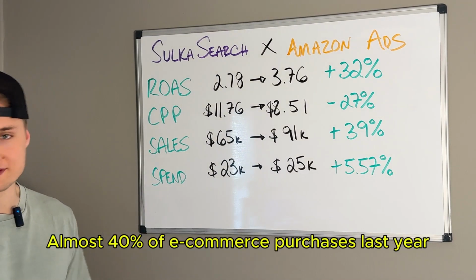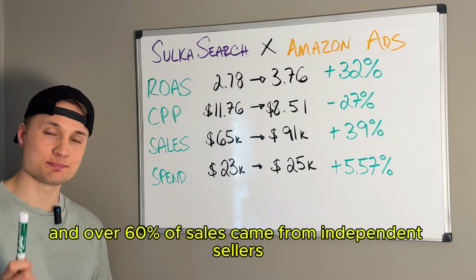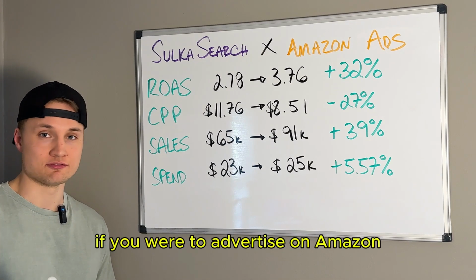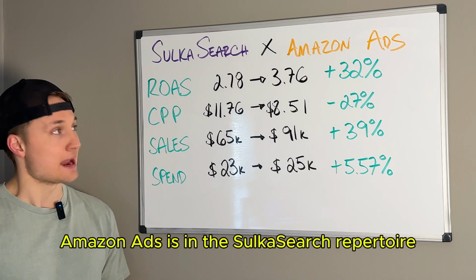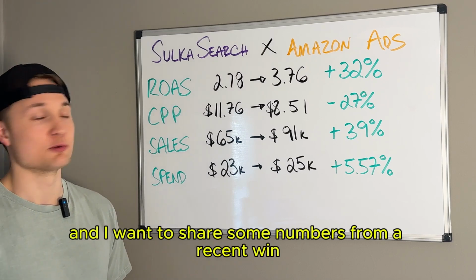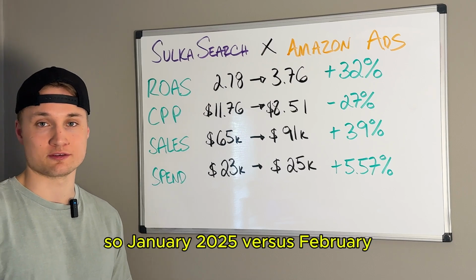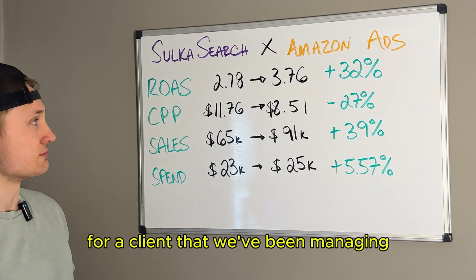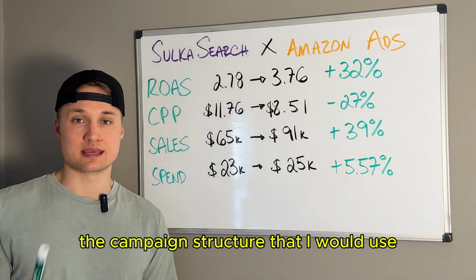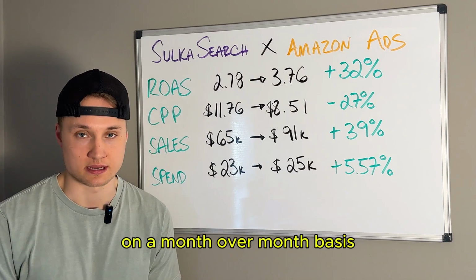Almost 40% of e-commerce purchases last year came from Amazon, and over 60% of sales came from independent sellers, just like you would be if you were to advertise on Amazon. Amazon ads is in the Sulka search repertoire, and I want to share some numbers from a recent win, month over month, January 2025 versus February, for a client that we've been managing. And after I go through the metrics, I want to share the campaign structure that I would use to build things up quickly on a month over month basis.